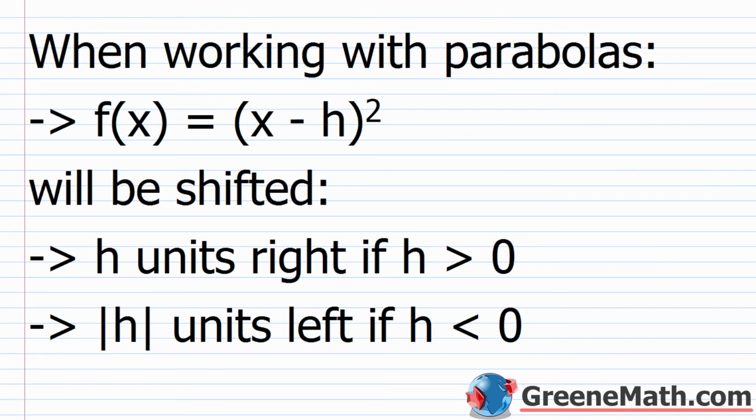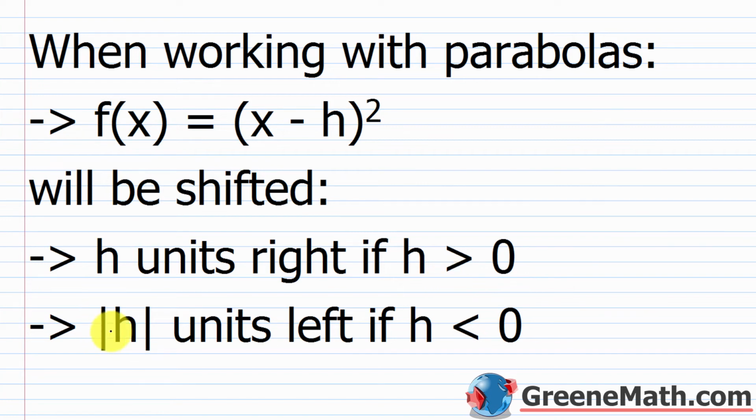All right, so here's the kind of cheat sheet for this. When working with parabolas, if you see f of x is equal to the quantity x minus h, squared, this will be shifted h units to the right if h is greater than 0. Okay, h units to the right. So if it's x minus 1, then it's going to shift 1 unit to the right, because again, the x value needs to be 1 unit larger to obtain the same y value. So that's what creates that shift.